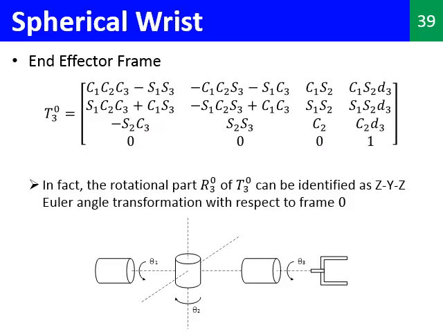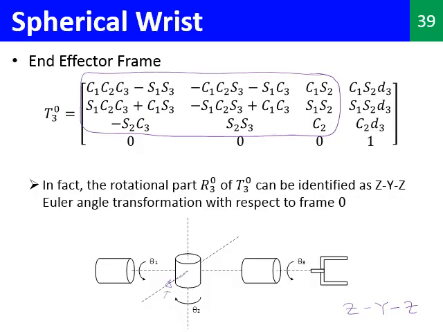Now if you look closely, the rotation matrix part of this T matrix, which is this part, should be a little familiar to you, and in fact it can be identified as Euler Z, Y, Z transformation with respect to frame 0. So you would have X here, Y there and Z there.